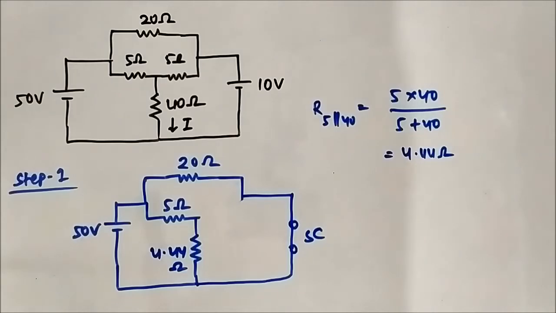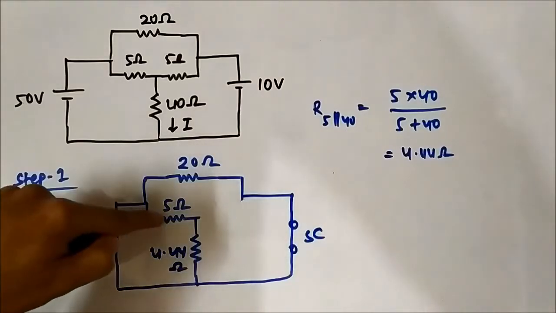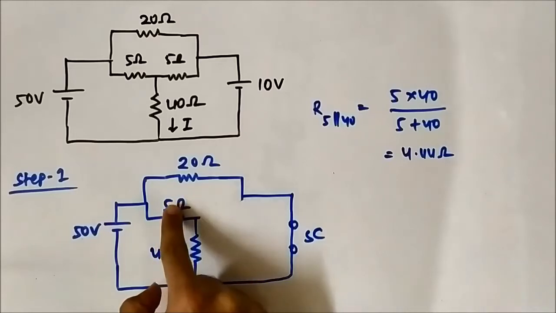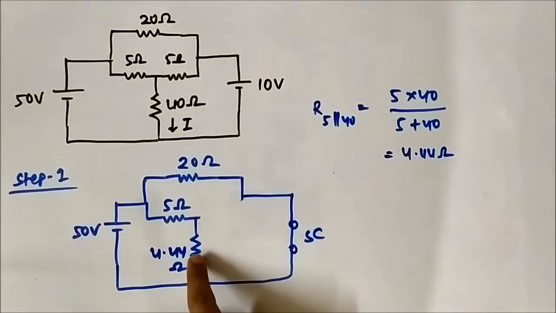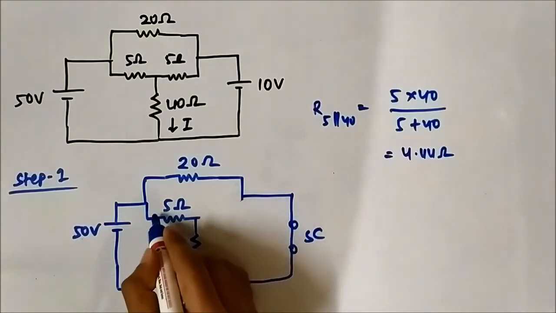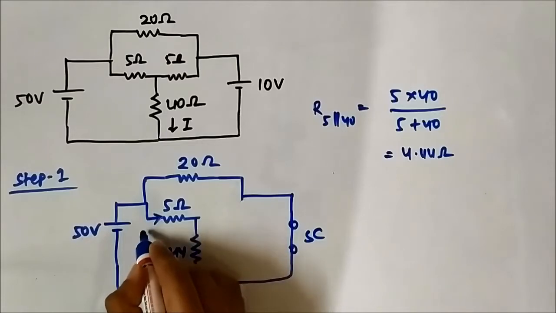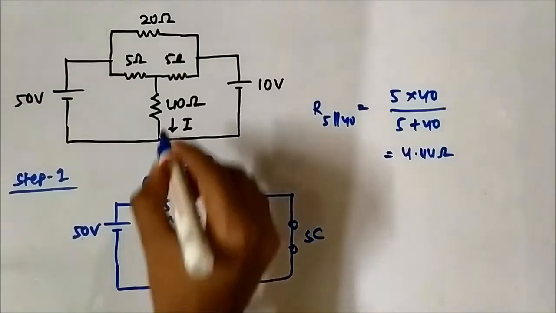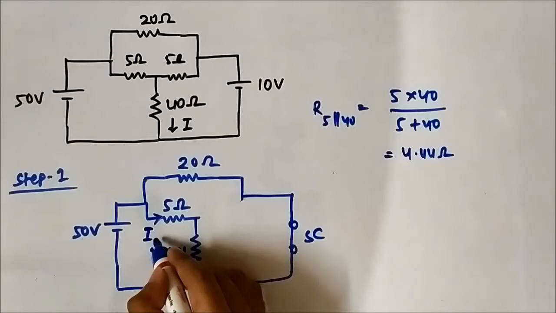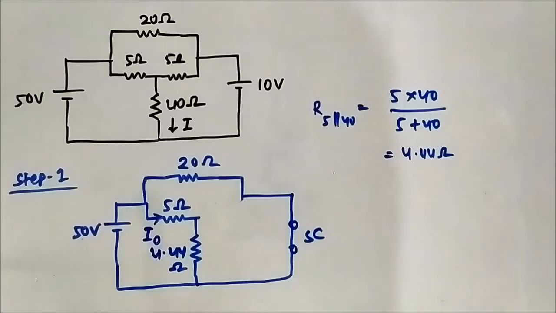Now this 5 ohm and 4.44 ohm are in series. If we want to determine this current due to the 50 volt voltage source, first we have to determine this current I. Let us call it I0.